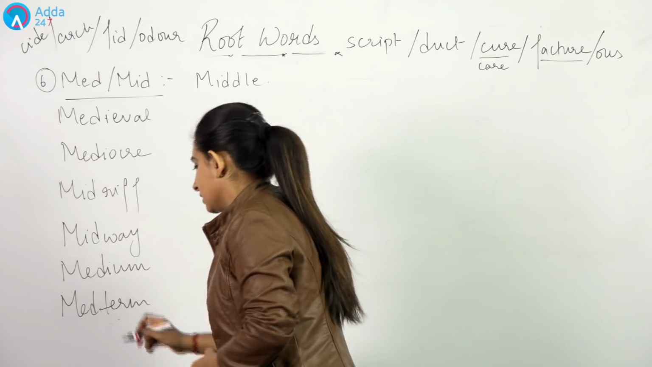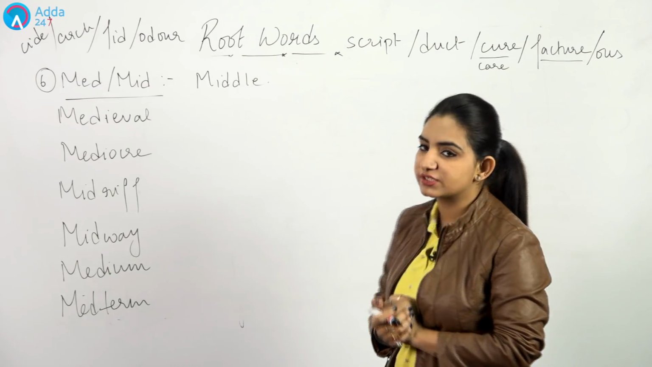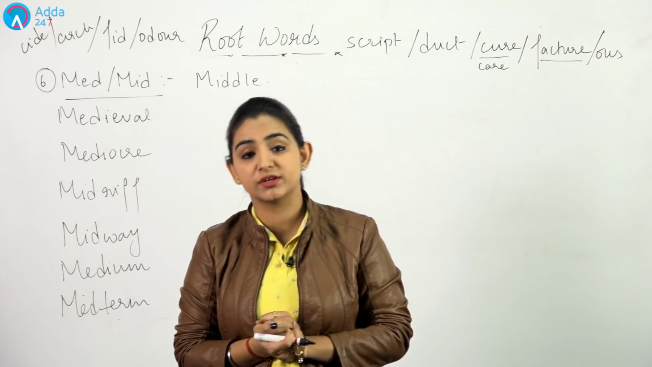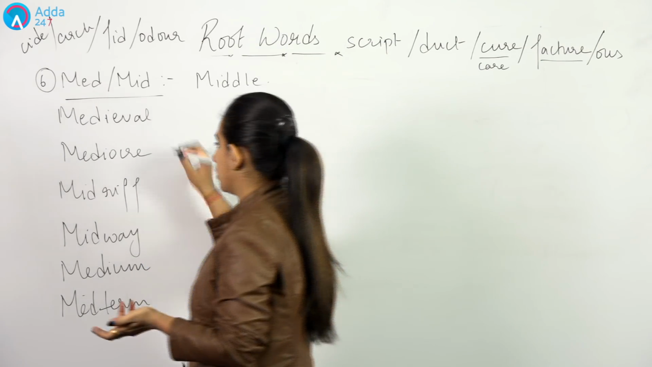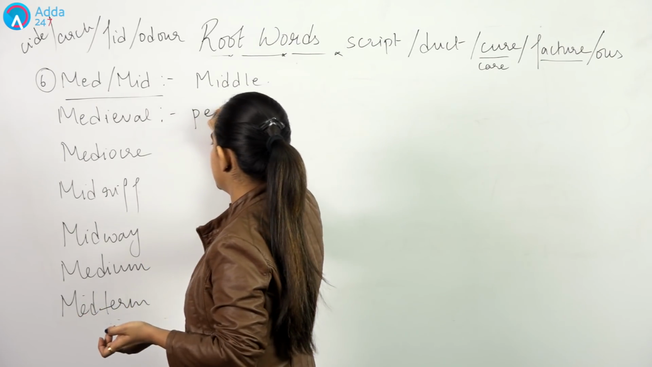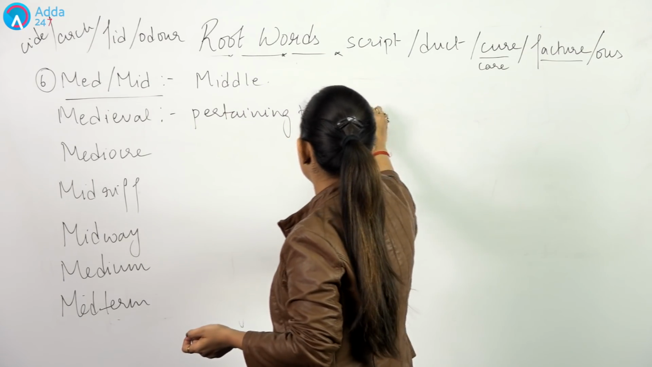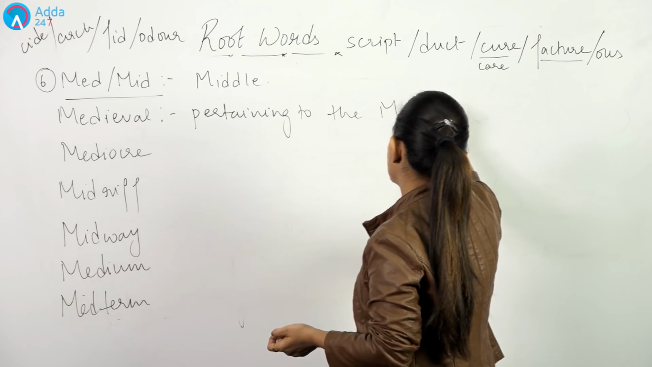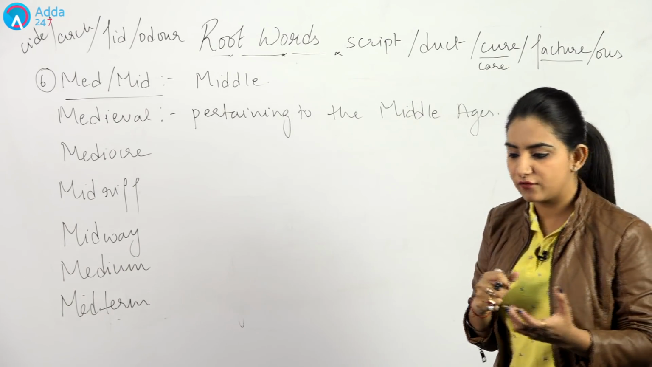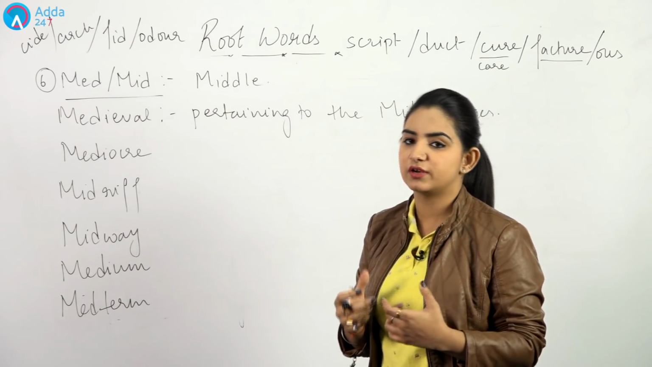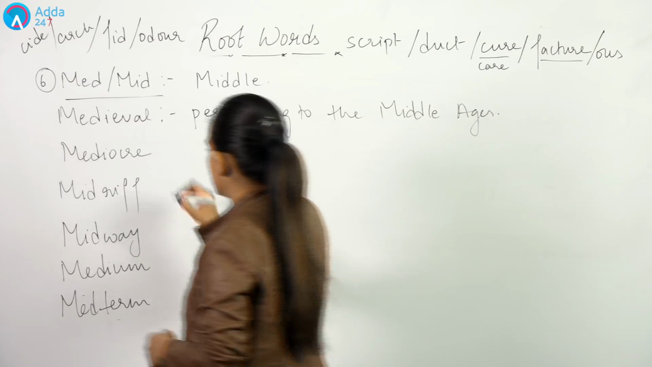Now see, we have the word what? Medieval. Medieval is related to history, to a certain period of time. And that period of time, what do we call it? Medieval. This means pertaining, that means relating to the Middle Ages. So any sword or any kind of clothing or anything that is related to the Middle Ages, that is what we mean by medieval.